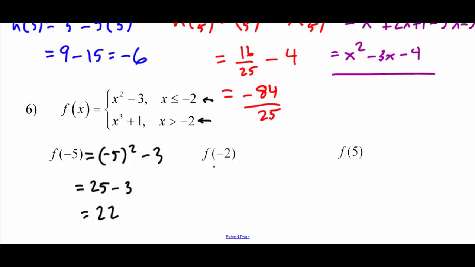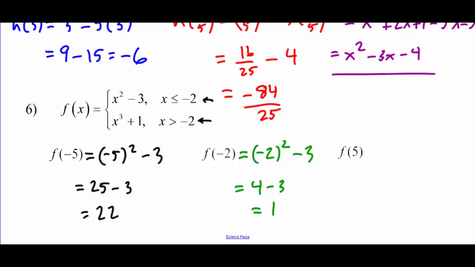Okay, for f of -2, same thing. First, figure out which rule you're talking about. This is exactly at -2. The first rule is for x values less than or equal to, so that little bar right there is the key. So we're still on the first rule, -2 squared minus 3, which is going to give us 4 minus 3, or just simply 1.